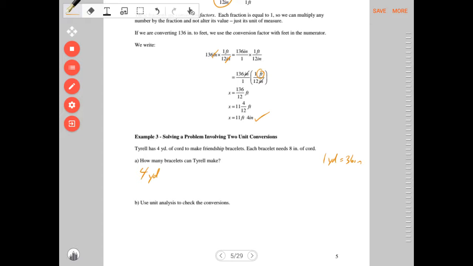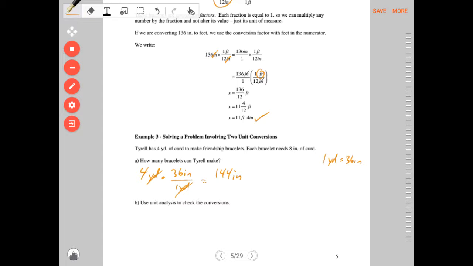Now, what do we need our final unit to be in? Well, we have 8 inches. So the idea is we want to turn the 4 yards into inches, so we want the inches on top. So 36 inches, and then that is 1 yard. See how the yard ends up on the bottom? So the yards cancel. So 4 times 36 is 144 inches.